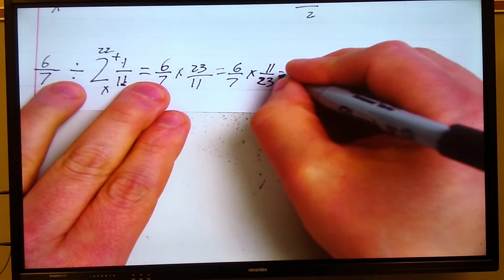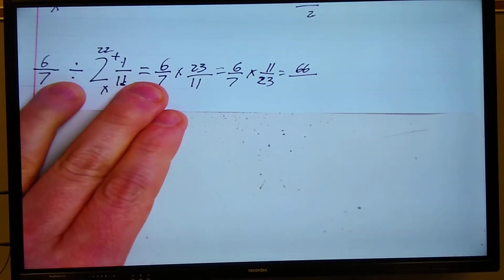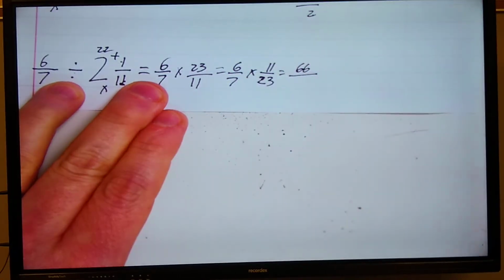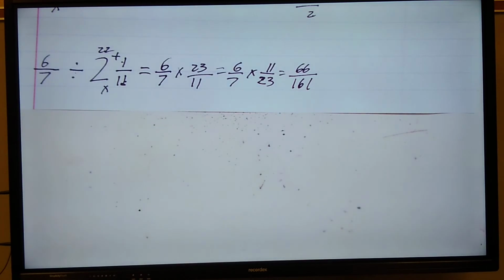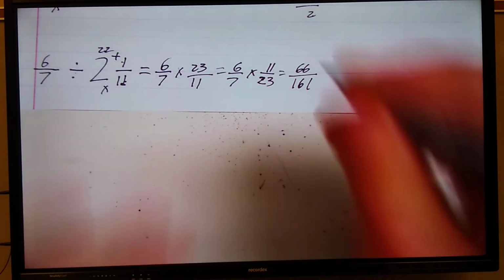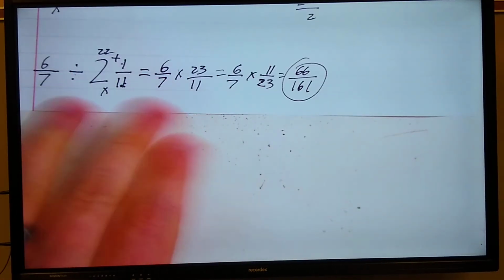6 times 11 is 66. 7 times 23 is 161. Is that an improper fraction? No. Is that in simplest form? Yes. 66 over 161 is the final answer. And the truth shall set you free.